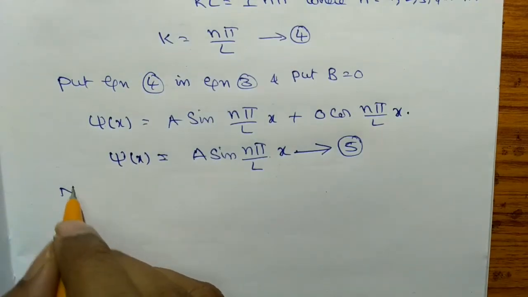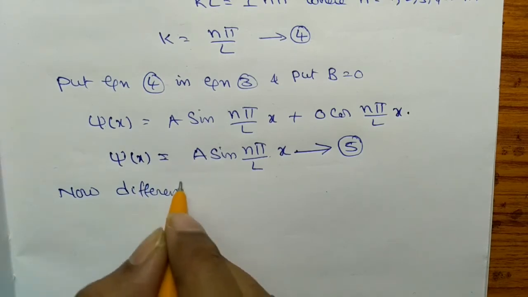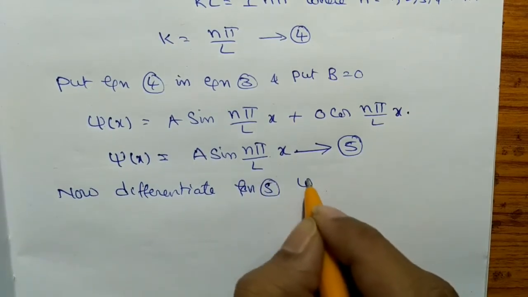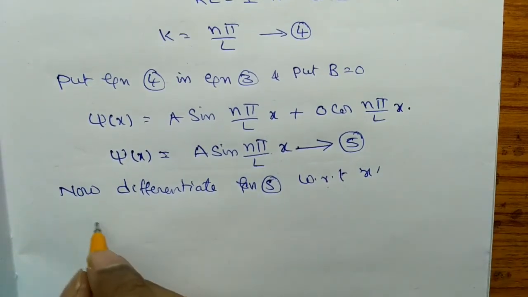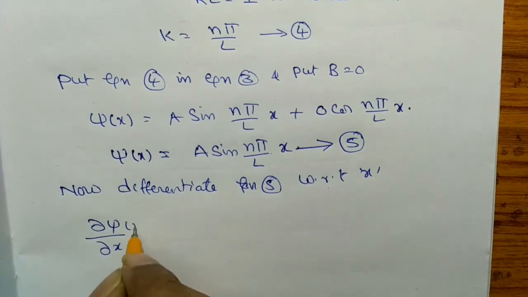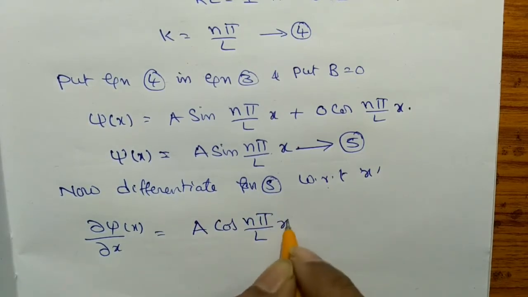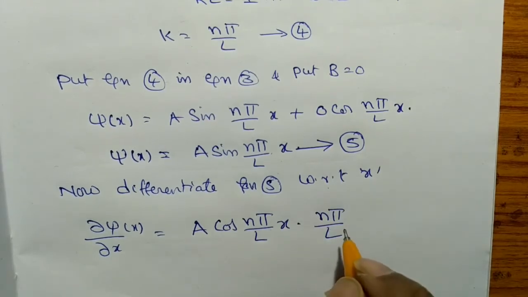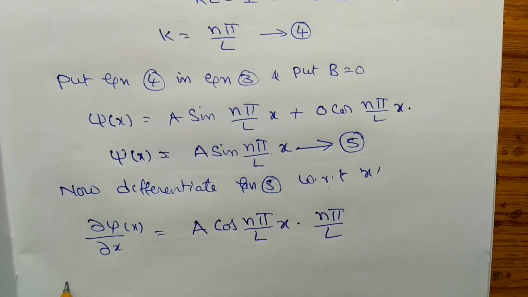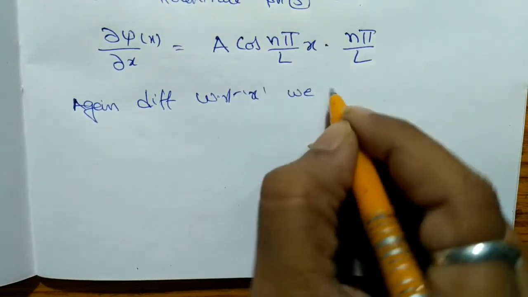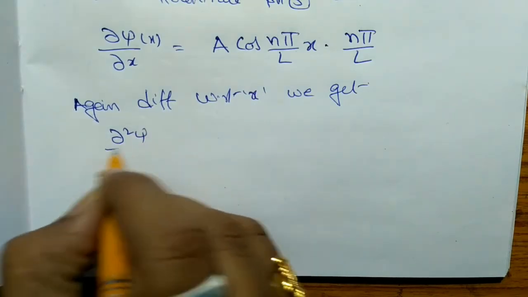Now differentiate equation 5 with respect to x, that is dou psi by dou x, which is a cos n pi by L into x into n pi by L. Now differentiate again with respect to x, we get dou square psi by dou x square.